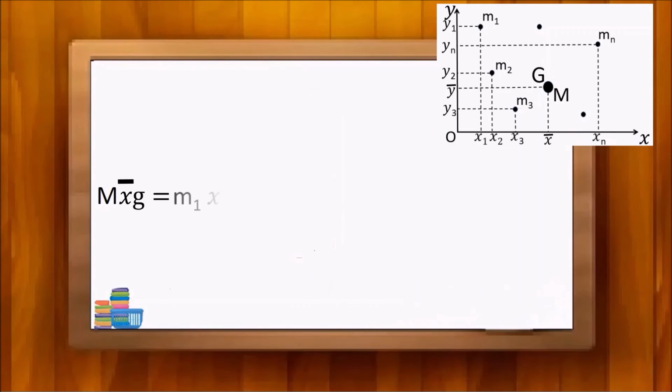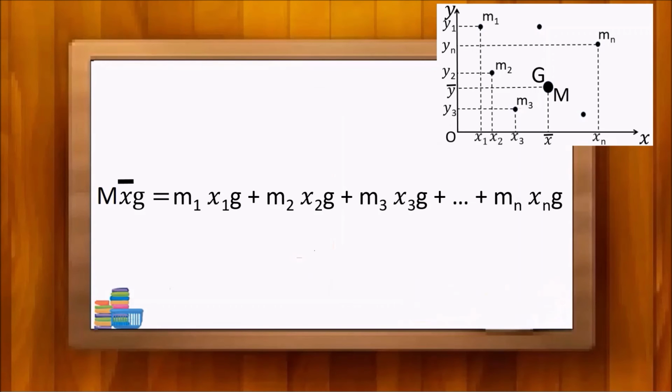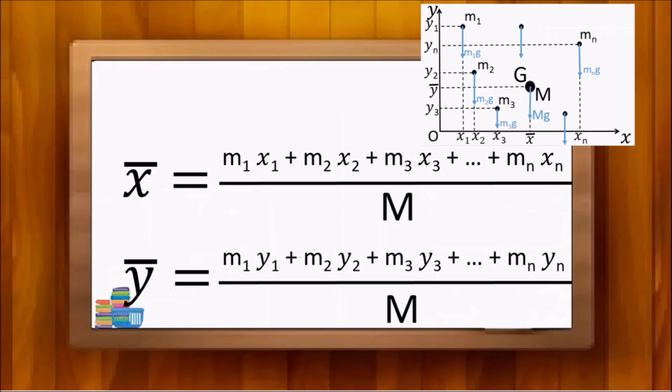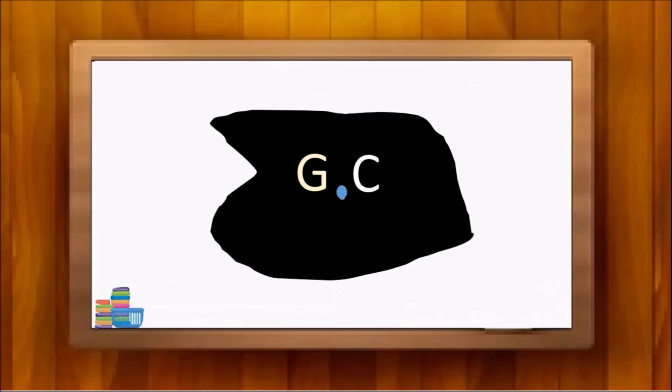So capital M x bar g is equal to m1x1g plus m2x2g plus m3x3g plus so on plus mnxng. And capital M y bar g is equal to m1y1g plus m2y2g plus m3y3g plus so on plus mnyng. Cut off g from either side. Divide both sides by capital M and then we get our formulae. But this is the way of finding the center of gravity. So both the center of gravity and the center of mass of an object should locate at the same place.